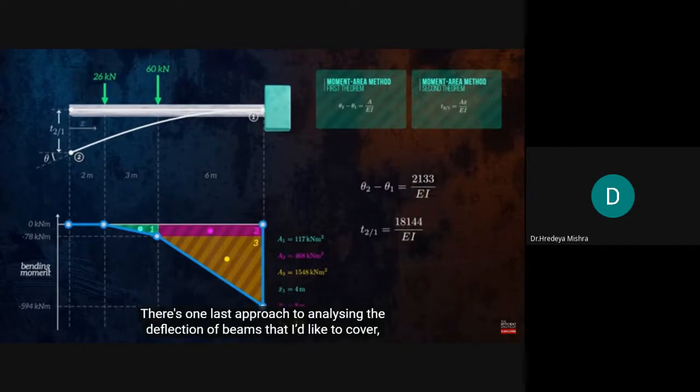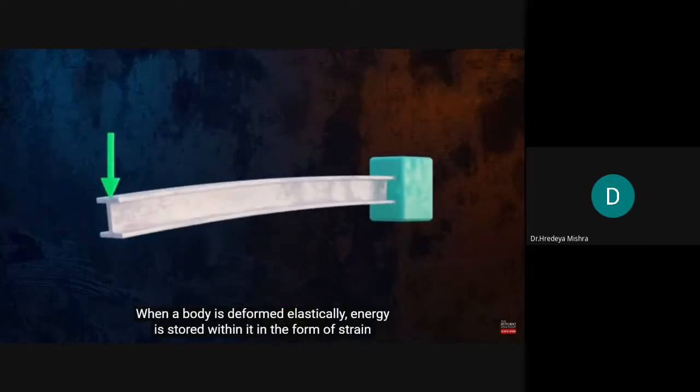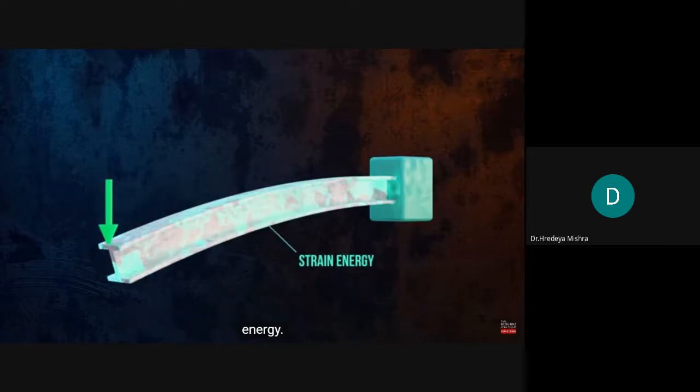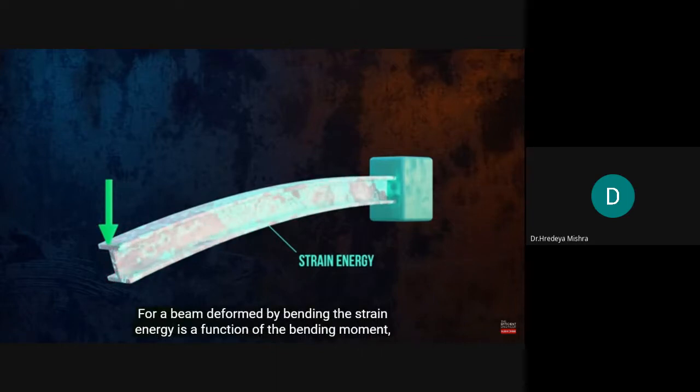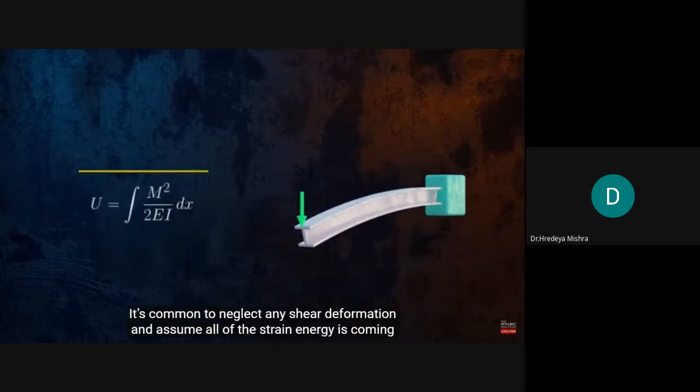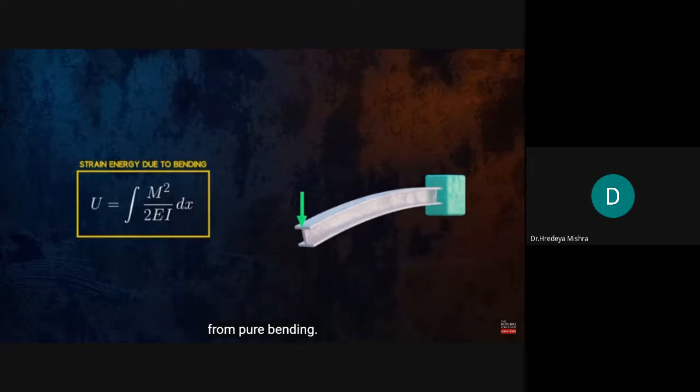There's one last approach to analyzing the deflection of beams that I'd like to cover, which is an energy approach that uses the concept of strain energy. When a body is deformed elastically, energy is stored within it in the form of strain energy. For a beam deformed by bending, the strain energy is a function of the bending moment, and it can be calculated using this equation. It's common to neglect any shear deformation and assume all of the strain energy is coming from pure bending.